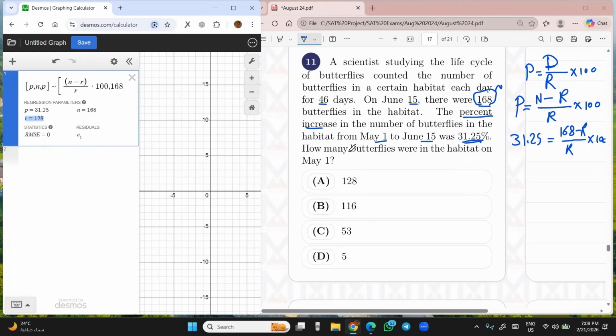The question says, how many butterflies were in the habitat in May? May is the original month, which is the answer of 128.